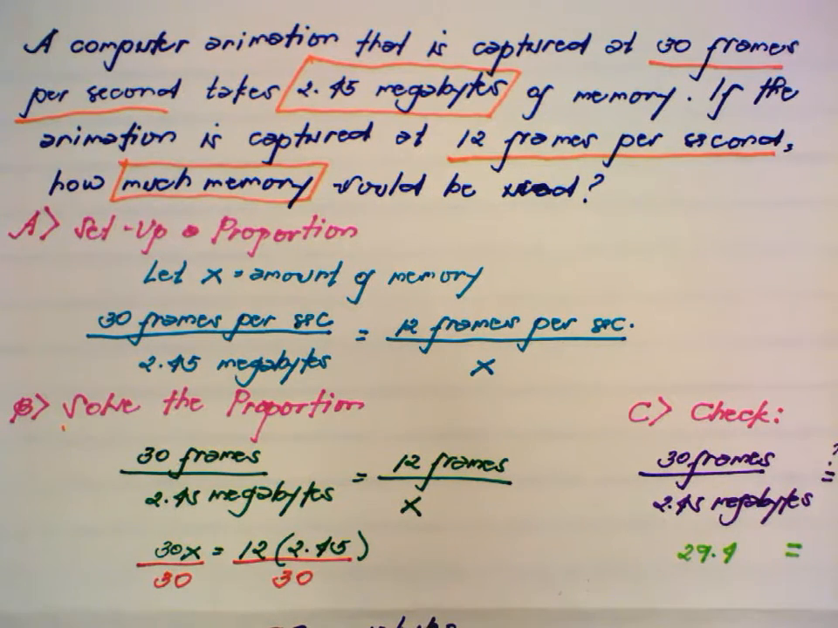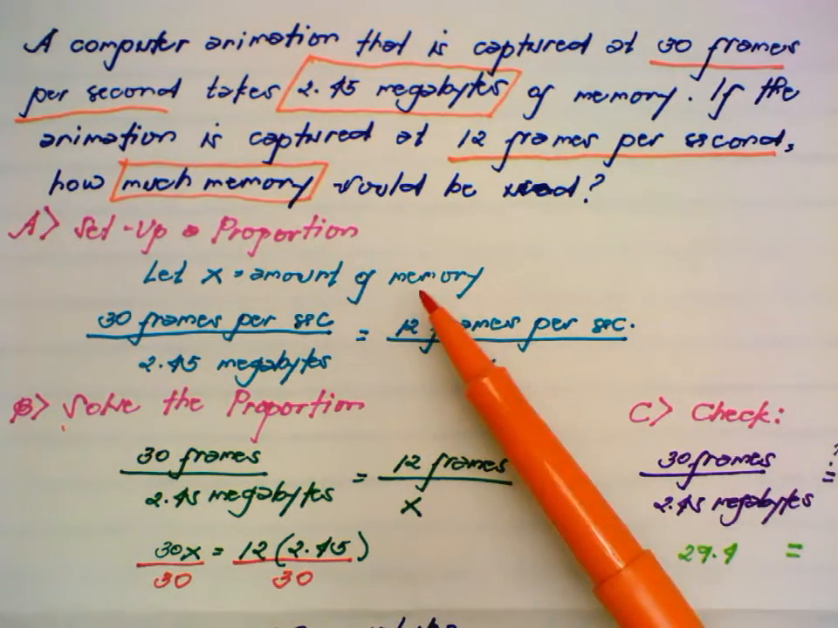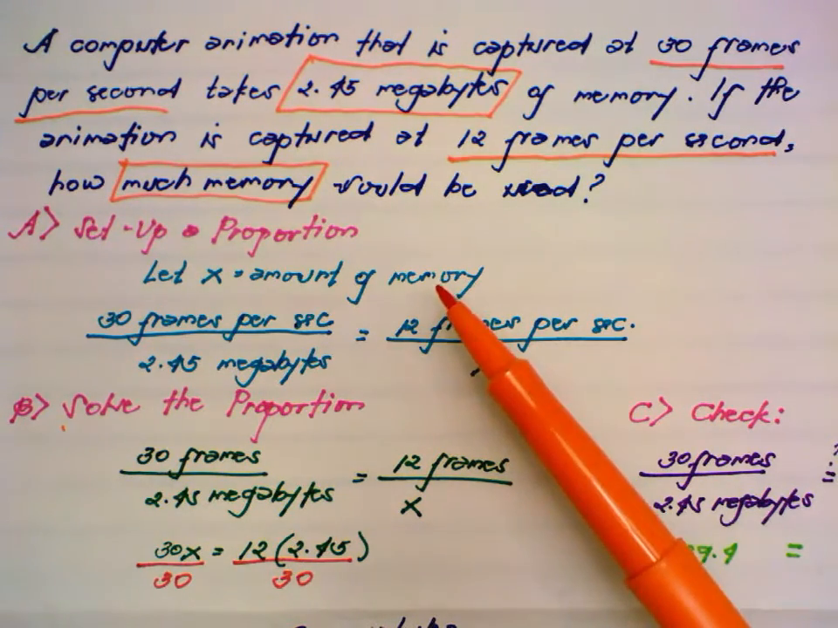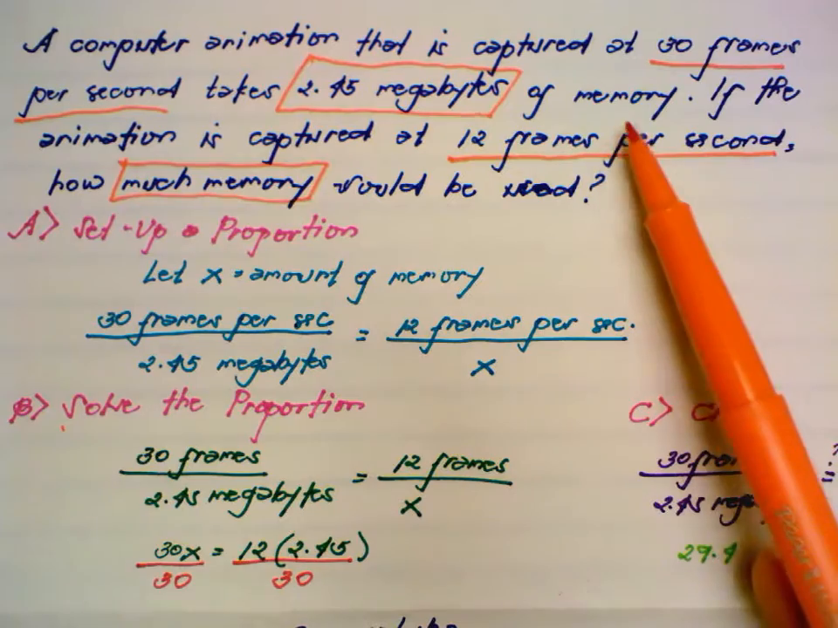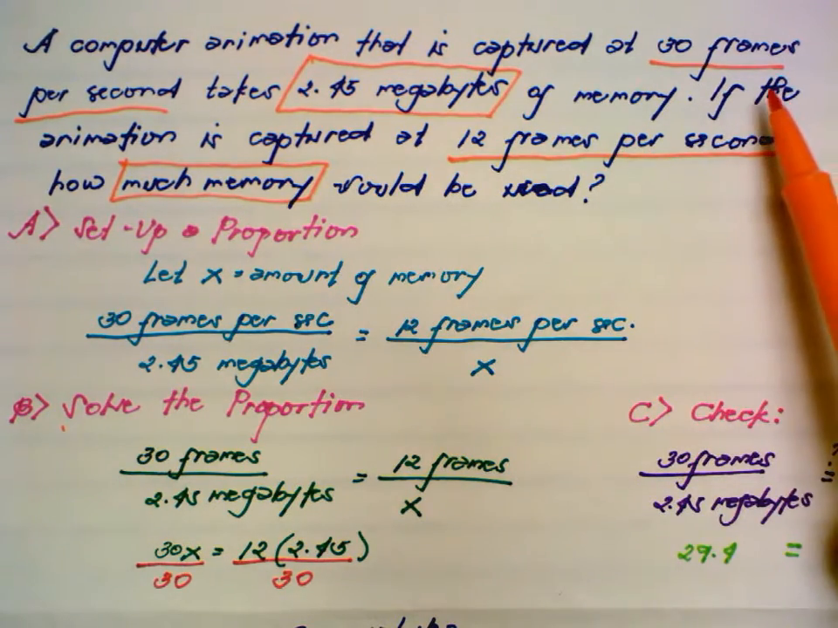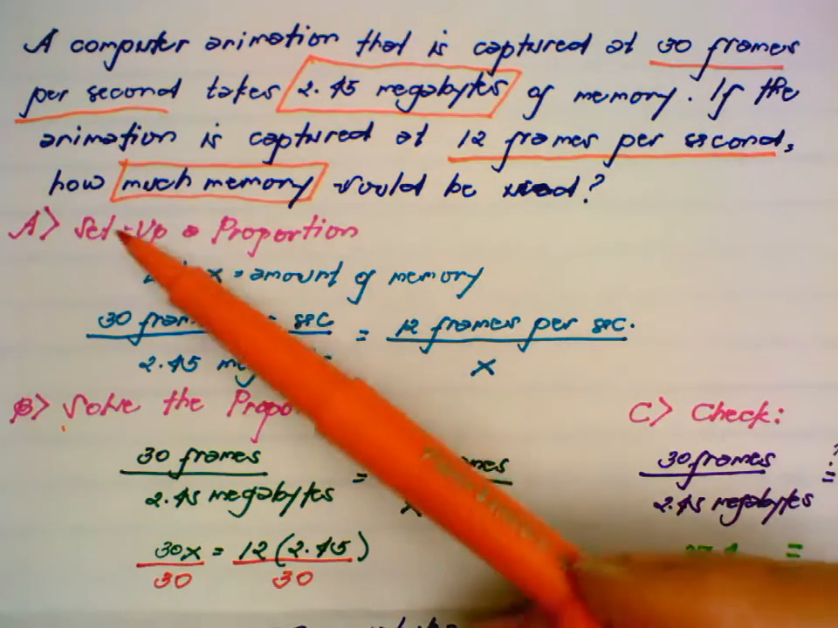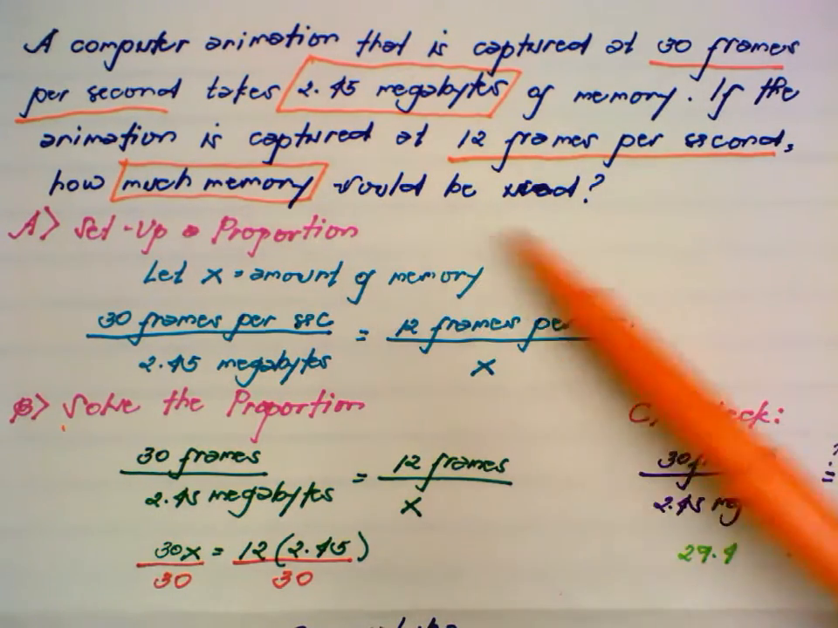In this video, we are going to apply what we learned about proportion. A computer animation that is captured at 30 frames per second takes 2.45 megabytes of memory. If the animation is captured at 12 frames per second, how much memory would be used?